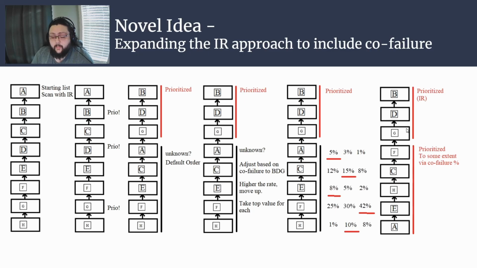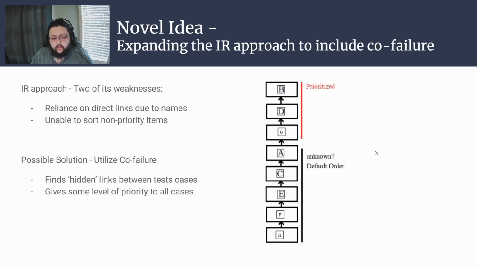Now, the top is sorted using the IR approach, and the next section is somewhat sorted using co-failure. It may not be perfect, but at least there is some priority where the items here in the middle are more likely to fail than the items at the bottom. We believe if you use this method in order to sort the sections at the bottom, the previously unprioritized, such as here, the unknown items, this would assist greatly in helping these two weaknesses.